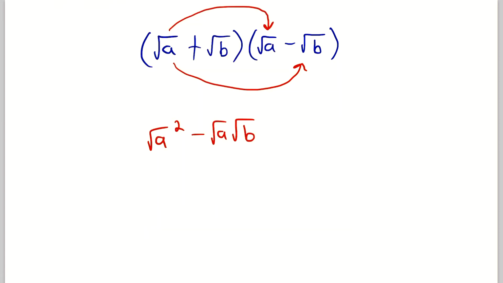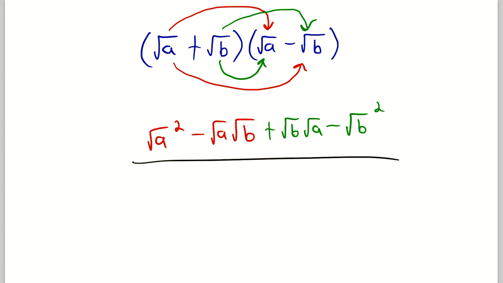Then we move on to the square root of b right here, distribute that. So we have square root of b times the square root of a. So this is plus square root of b, square root of a, and then we have the square root of b times the negative square root of b. So this is minus the square root of b squared.